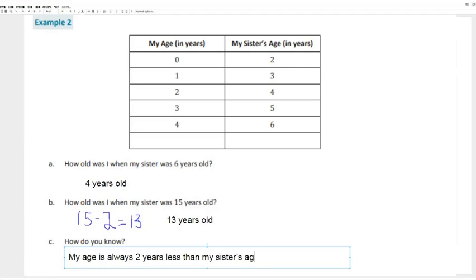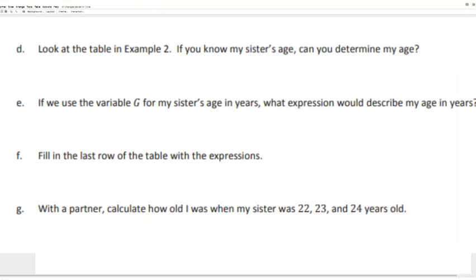So it's always going to be 2 years less. Of course, 2 years less than my sister's. That's why the 2 comes after the subtraction sign, and my sister's age comes first. All right, we continue going through this. Let's look at the table in example 2.